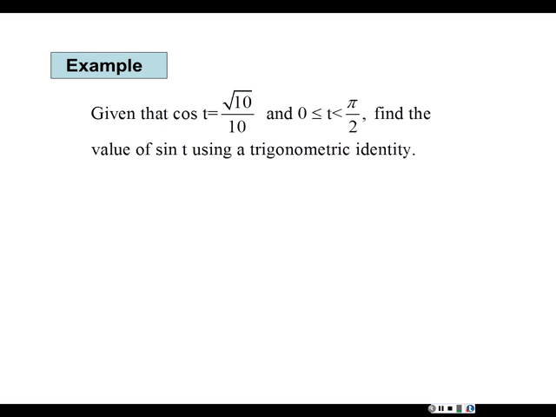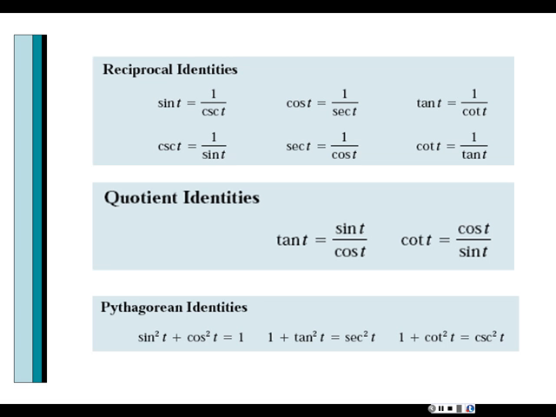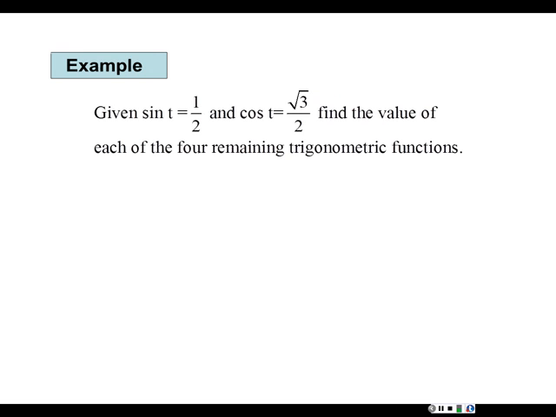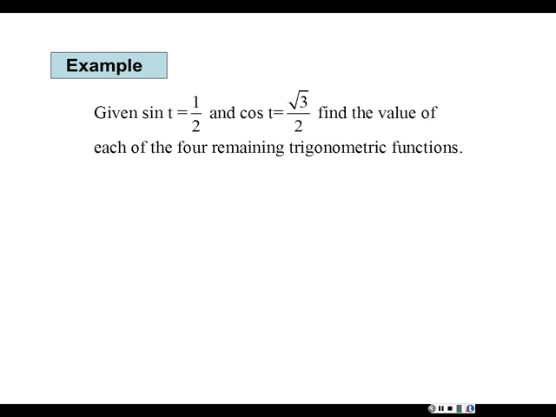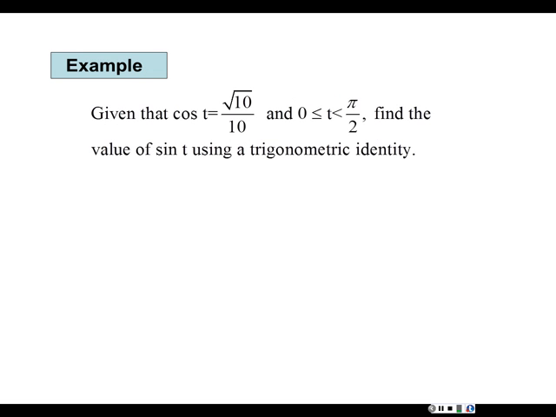Any question here? Okay, so all these are pretty much similar questions. We are given 2 functions and we'll be using the other identities to find those. Okay, here given that the cos is this, and the t means what? The theta, right? The theta is from 0 to 90 degree. Find the value of sine t using trigonometric identity.